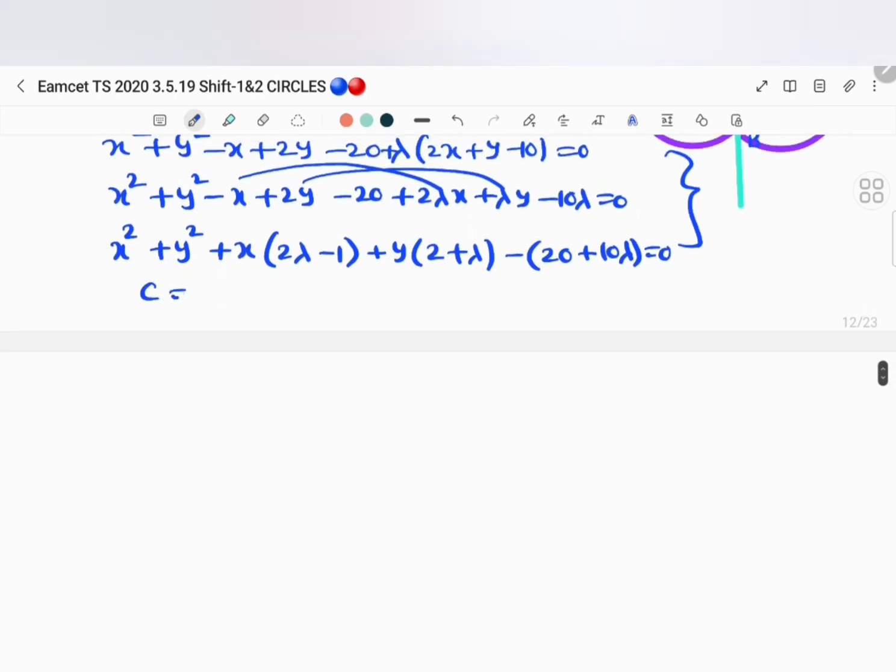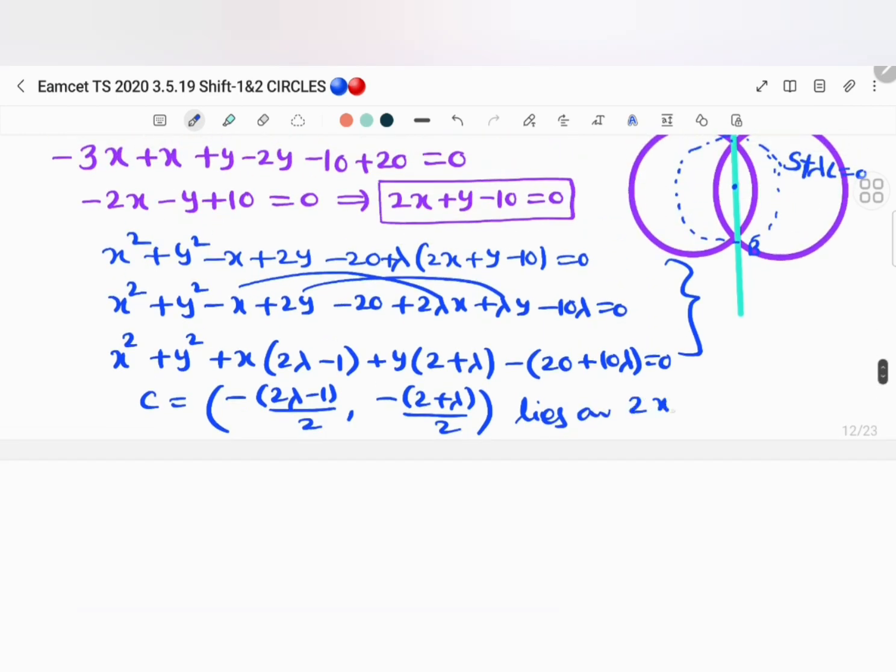So the center of this circle you can take now: minus of (2 lambda minus 1) by 2, minus of (2 plus lambda) by 2. So this is the required equation of the circle. This center lies on the common chord, since the common chord is the diameter for this circle. It lies on 2x plus y minus 10 equal to 0.